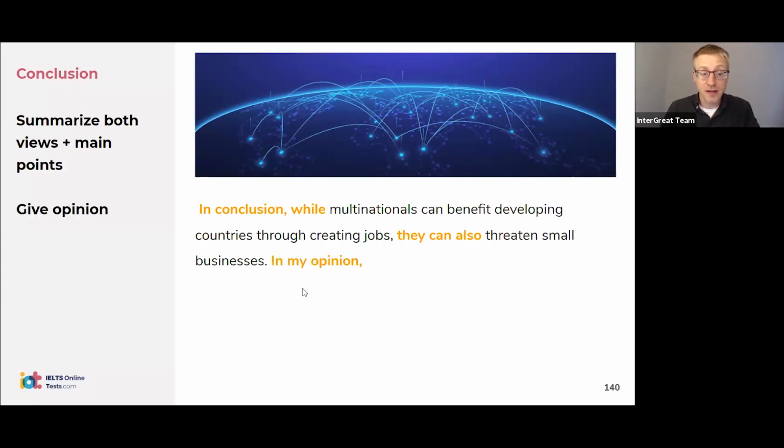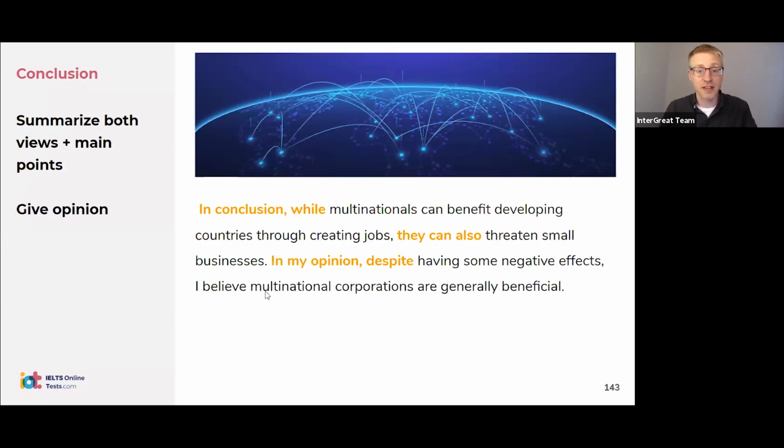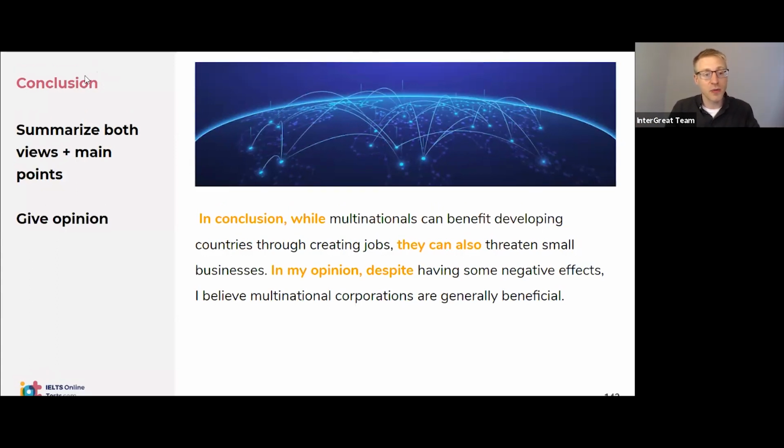In my opinion, because we need to give our opinion to make it very clear, despite having some negative effects, I believe multinational corporations are generally beneficial and overall would be fine. So here is a simple conclusion as well. Personally, I tend to agree would be okay as well. But it's nice to be able to show both sides.